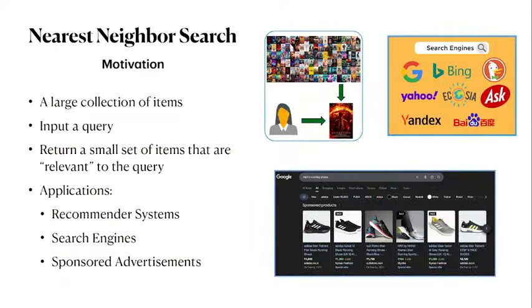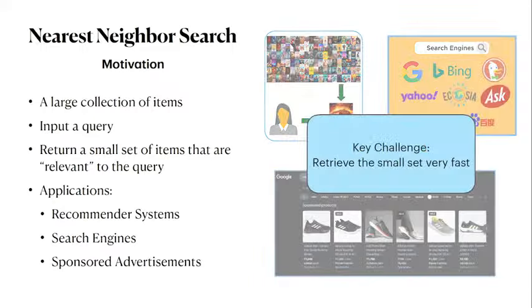So nearest neighbor search is a very common problem occurring in many large-scale industrial applications. For example, in recommender systems, search engines, and advertisements. What is the problem? You have a large collection of items, and there's a query that comes in. You have to return a small set of items that are relevant to the query, and I'll define what relevant means. But the main challenge here is to retrieve this small set of items very fast, because this large collection is very large, in scales of billions. So the formal setup is as follows: you have a set of vectors P in R^D. D is moderately large, and the size of P is n. Here n is very large.